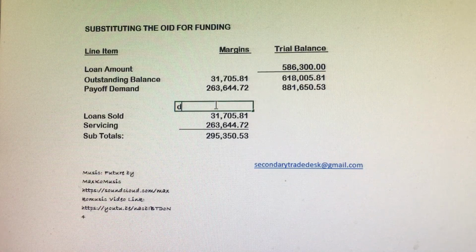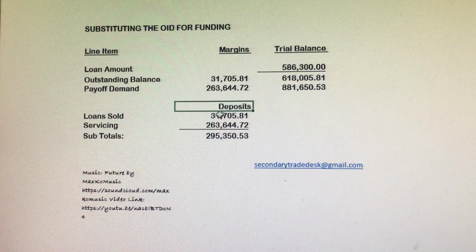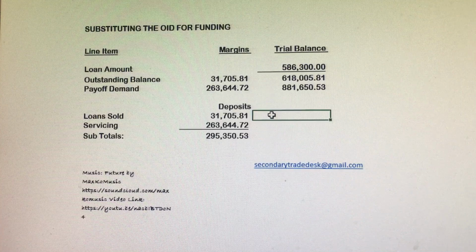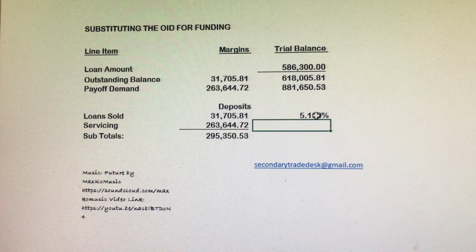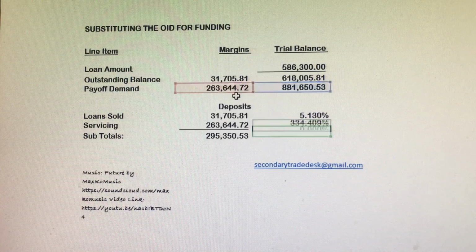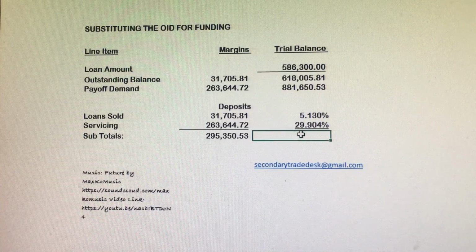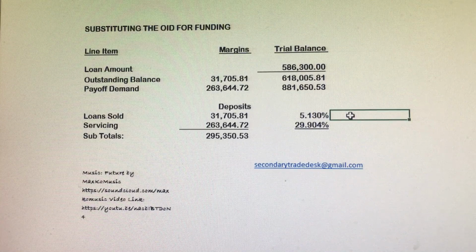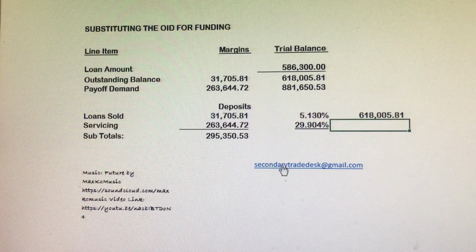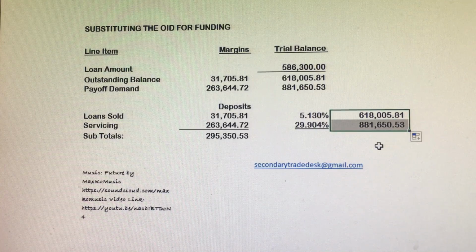If we treat these margins as deposits, let's see what happens if we calculate them using what we call a discount rate. If I take that and divide it by this, it gives me a discount rate of 5.130. And if I take this and divide it by this margin, it gives me 29.95.13. Now watch. That deposit capitalized a value of, see? And this amount deposited capitalized a value of $881,650.